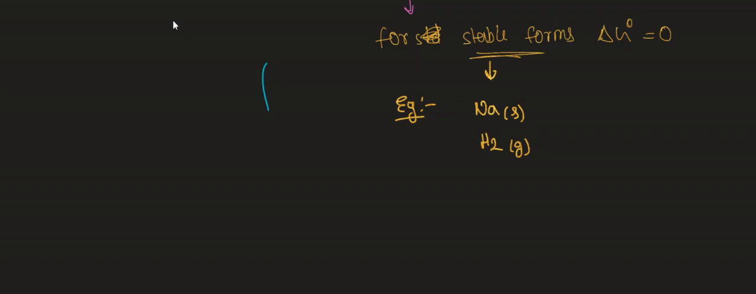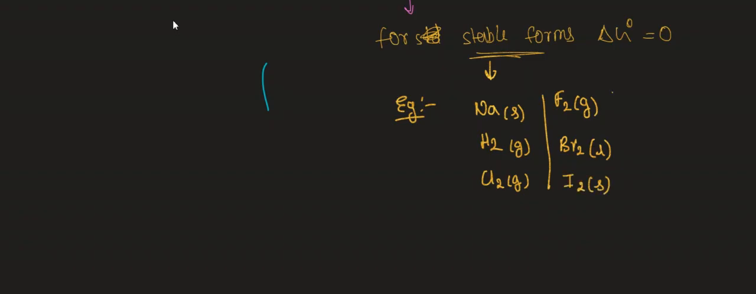What is the meaning of delta G naught? Standard Gibbs free energy. If I write chlorine, what is the stable form of chlorine? Gas. Fluorine? Gas. Next, bromine? Liquid. The stable form of iodine is solid state. The stable form of mercury is liquid. The stable form of carbon is graphite. So whenever you get any stable form, the delta G naught value is always equal to 0.